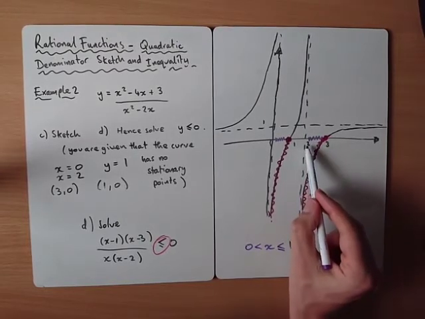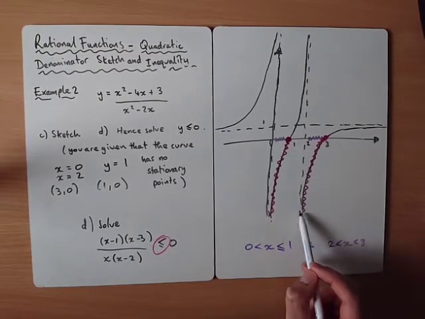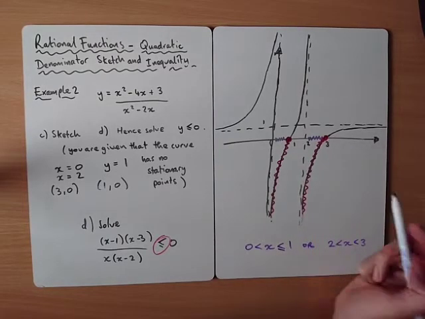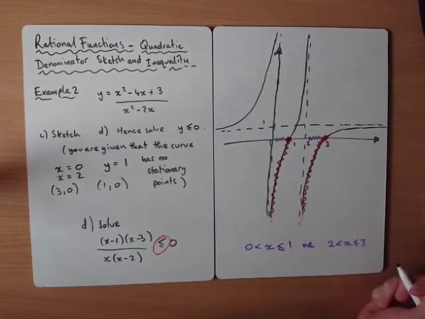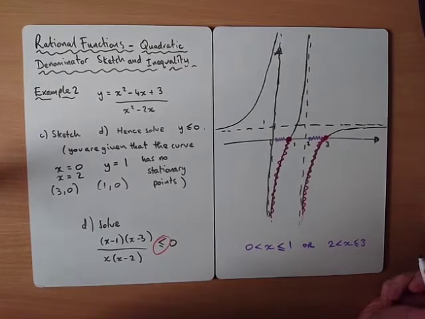Is it allowed to equal 2? No, because that's your asymptote. Is it allowed to equal 3? Yes, because that's when it equals 0. Right, so that's our solution for this one, guys.